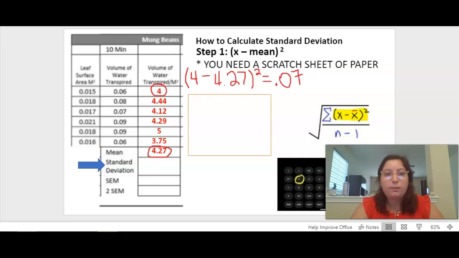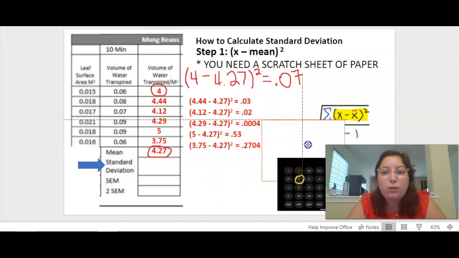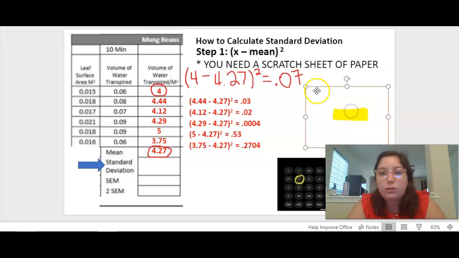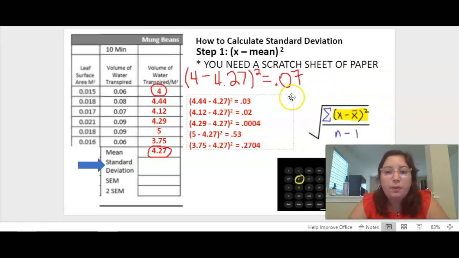0.07. All right. Now you're going to notice that there's nowhere in your chart to write down these answers, which is why I told you that you need a scratch sheet of paper. Okay. So once you do all of those, this is what the answers look like. You're going to see that when I do it for each column, I'm taking that rate and subtracting the mean for each one, and I square them. Okay, and these are the answers that I get.